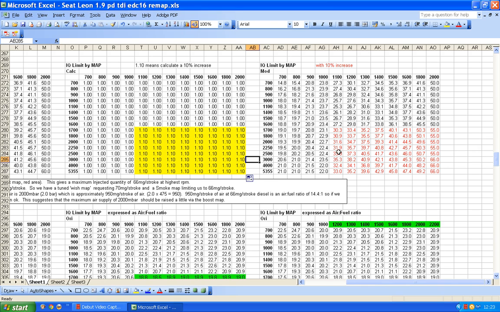Okay, now if we look at what's happened, my 10% increase has given me obviously a 10% increase in fueling, and it's given me a region of somewhere in the area of 55 to 66 milligrams per stroke of fuel. Now if we assume that the 66 is achievable, then at 66 milligrams of fuel we would have roughly 2 bar of pressure. 2 bar of pressure will give us 2 times 475, so roughly 950 milligrams of air. Now the thing is, is 950 milligrams per stroke of air enough to burn 66 milligrams of fuel?